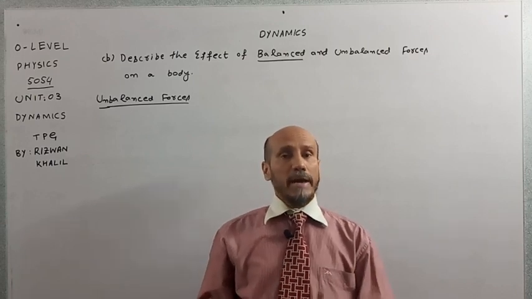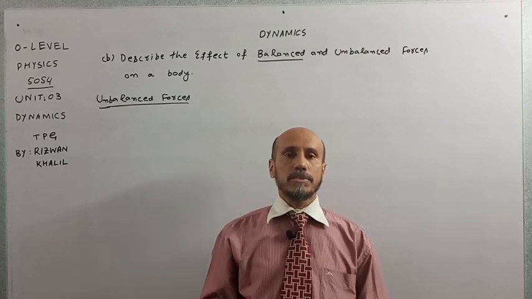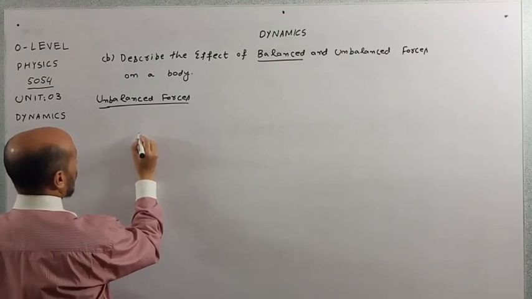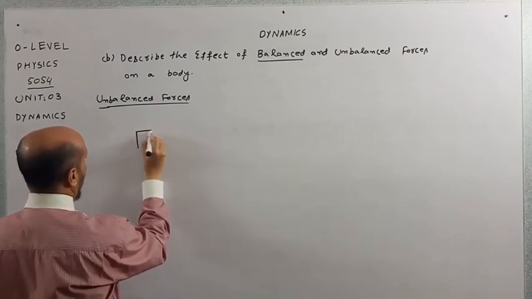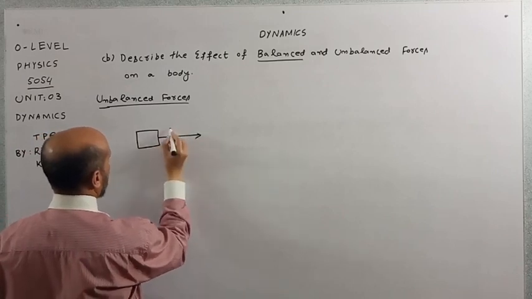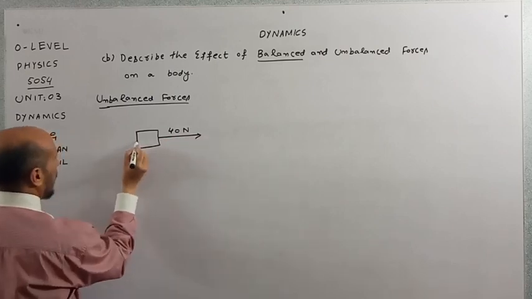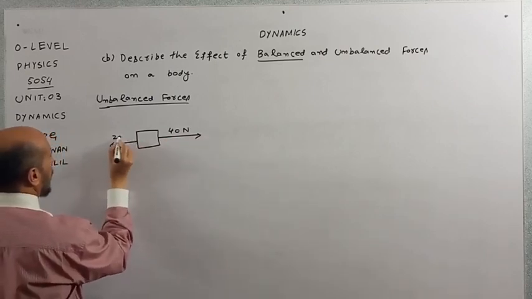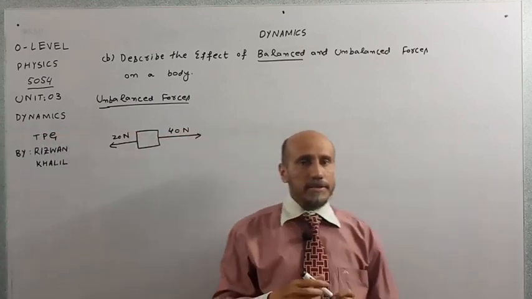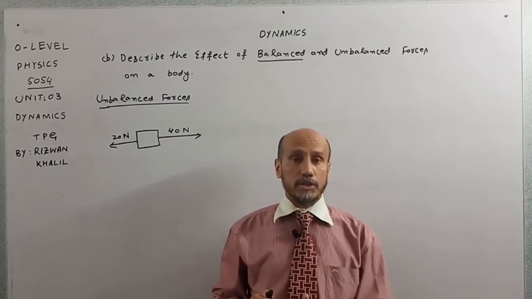So the concept of balanced forces is now clear to all of you. Now we will proceed towards another concept of unbalanced forces. Let's suppose I consider the example of the block on which again two forces were acting, 40 Newton towards the right side and 20 Newton towards the left side. Now what do you think, whether these forces are balanced forces, as we have studied in the previous topic?